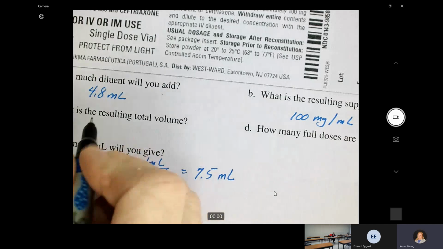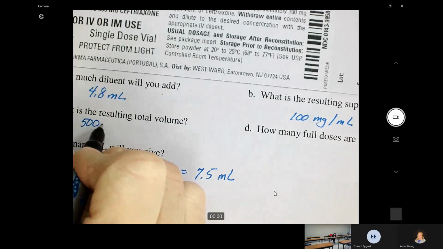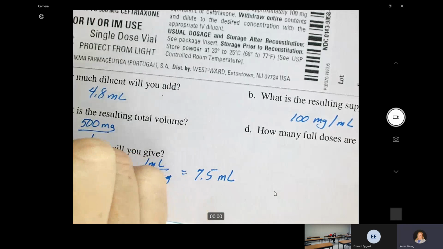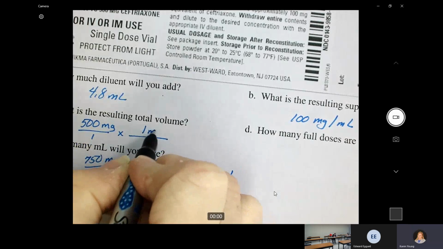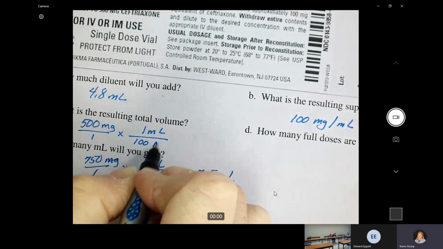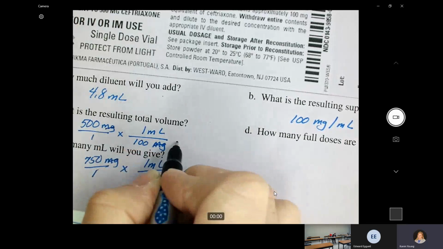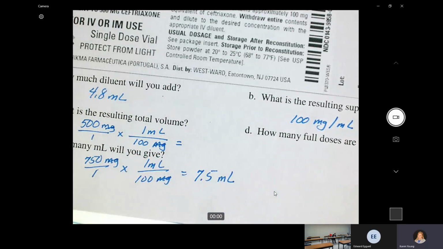This is my total medication, right? Times the supply dose. How many milliliters total volume do I have? 5.